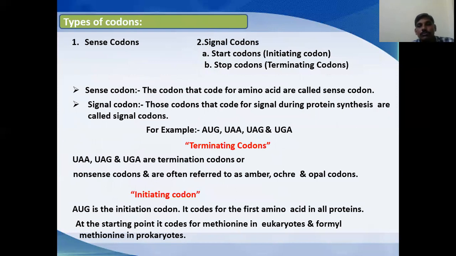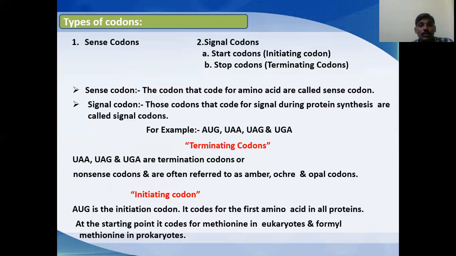Next, types of codons on the mRNA molecule. Generally, on the mRNA molecule, two types of codons are there: sense codons and signal codons. Sense codons are those that have some meaning. That means the codons that code for amino acids are called sense codons. A sense codon indicates some meaning and recognizes a particular amino acid at the time of translation.